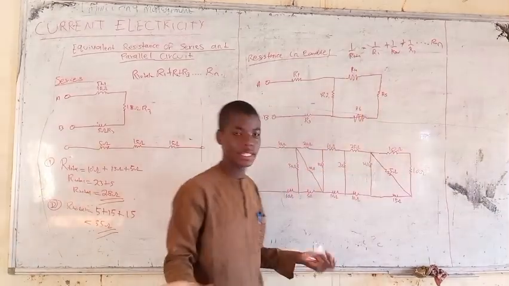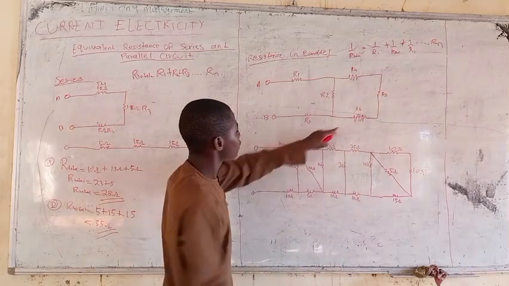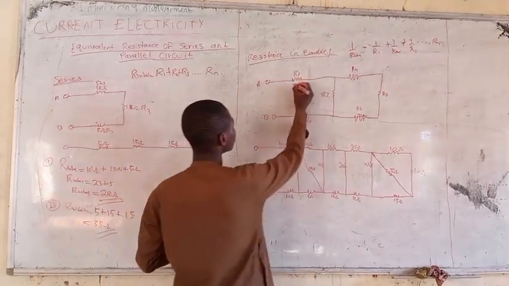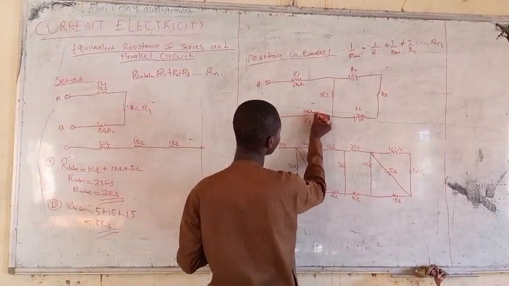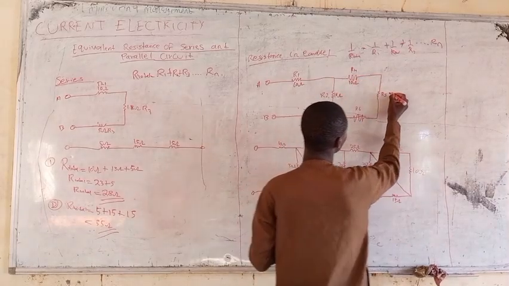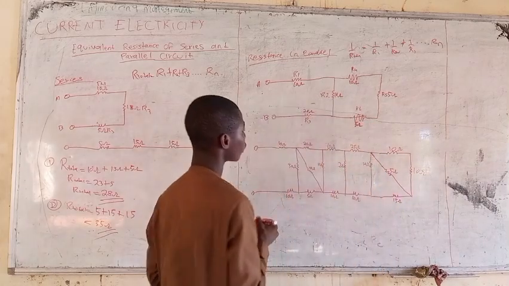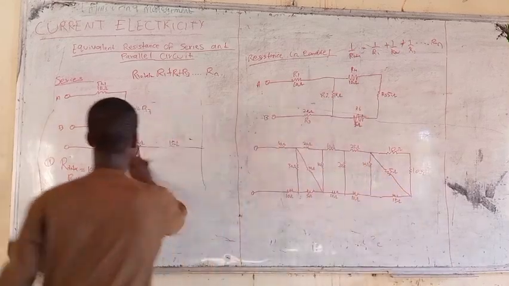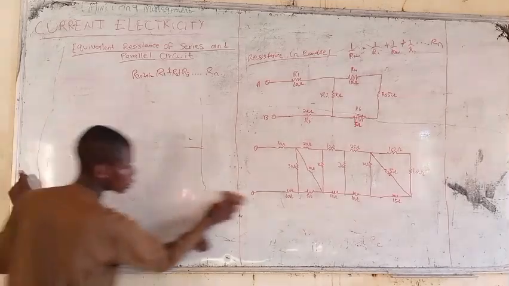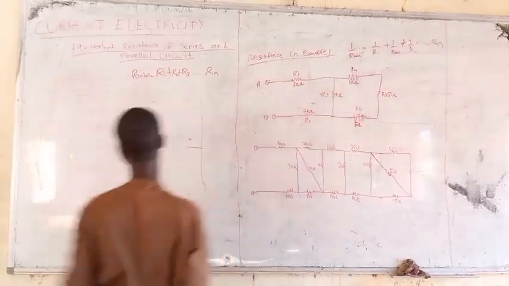We can just start from the last, because we can say that R4 and R5 are in series, and R5 and R6 are also in series. Sorry, we did not put the values. This is 20 ohm. Here is also 20 ohm, 10 ohm, and 5 ohm, and here also is 5 ohm. Okay, let's start our calculations. From R4 to R5 we have a series circuit.